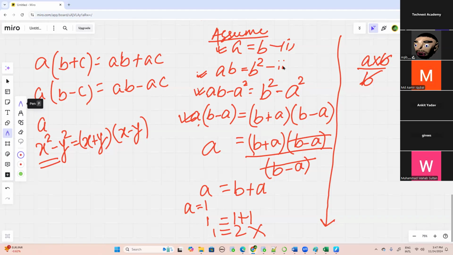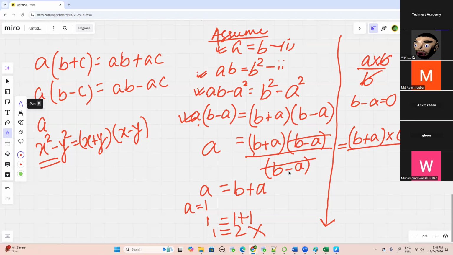See, we assumed here A is equal to B, right? So if A is equal to B, what will be the value of B minus A? 0. So division by 0 is not determined. Let me complete. So B minus A will be zero. It means this equation will become B plus A, and this B minus A will be zero, correct?